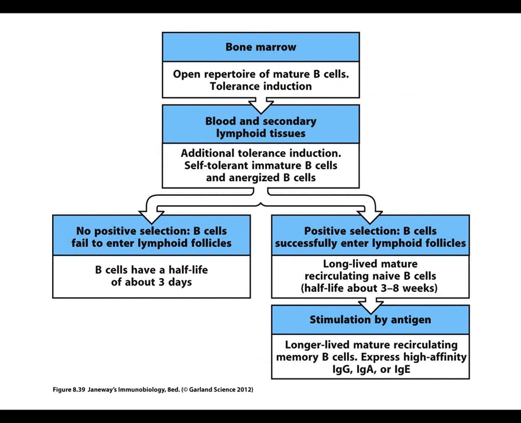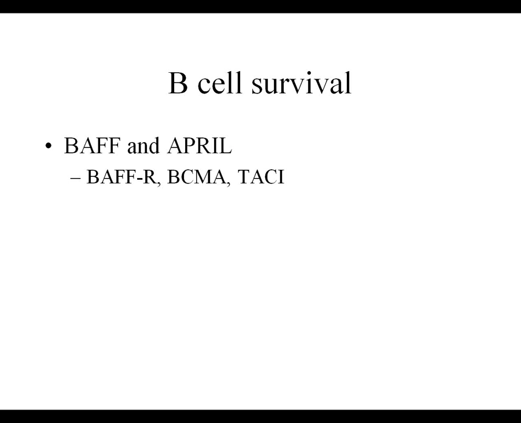Okay, so the chapter goes back to B cells for just a second. A couple things that I picked out that I thought were important. So one, B cell survival in the periphery is dependent on these two cytokines called BAFF and APRIL, which interact with receptors BAFF receptor, BCMA, and TACI.